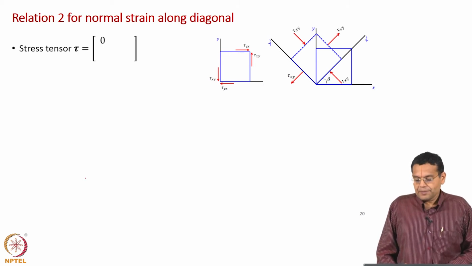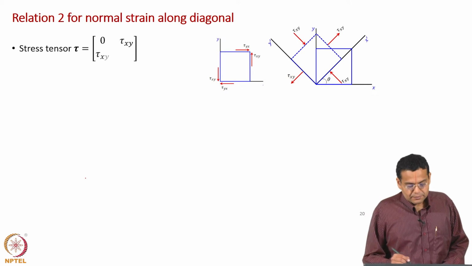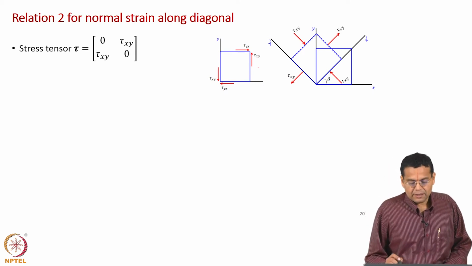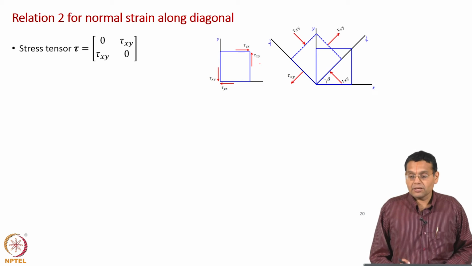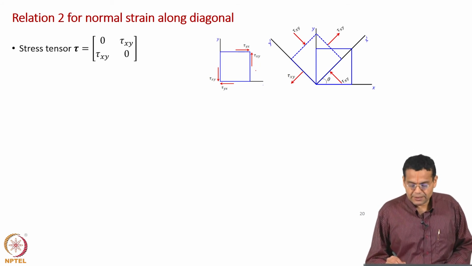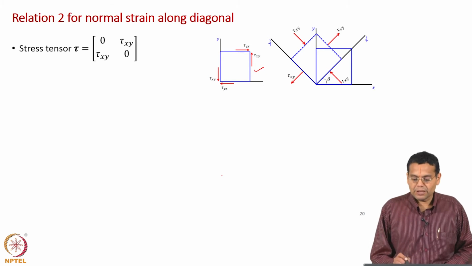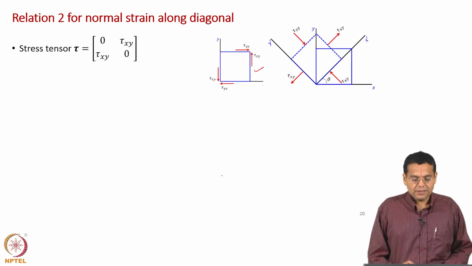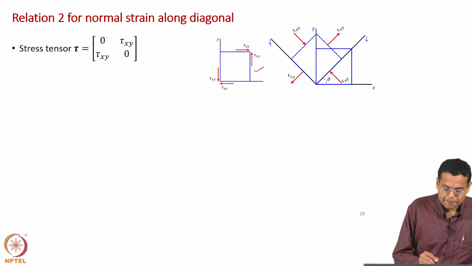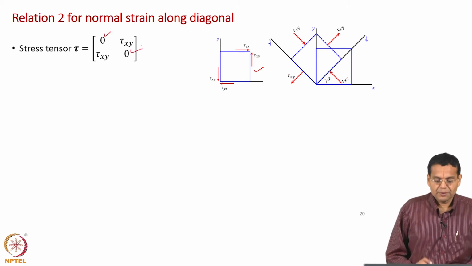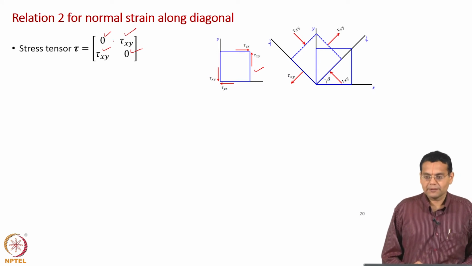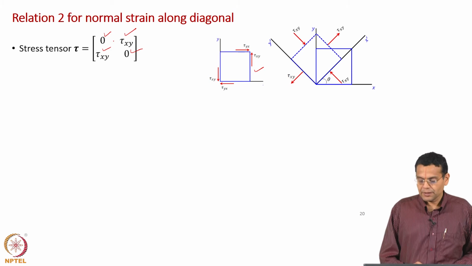Now, recall our discussion on the stress element and then the stress tensor. We represent the condition in terms of a stress element subject to only pure shear stress. So, in terms of a stress tensor, the diagonal components are 0. So, our stress tensor for this case has only tau xy and tau xy, no normal stresses.